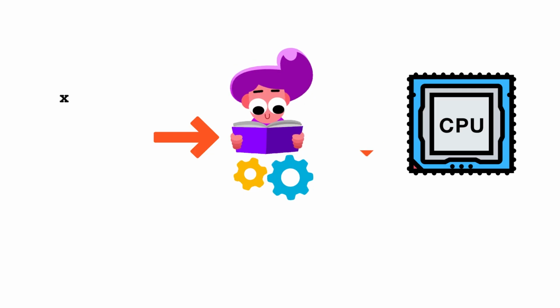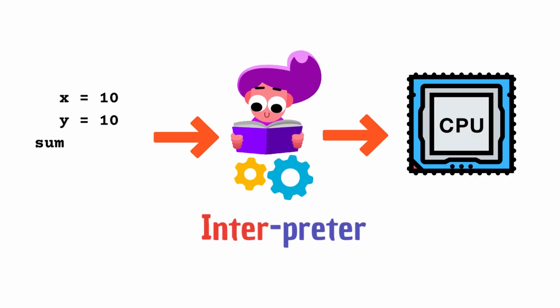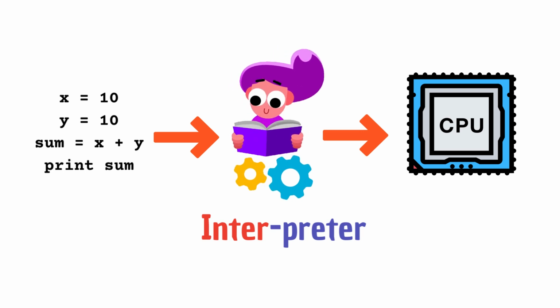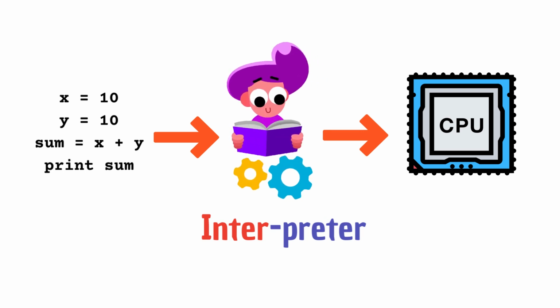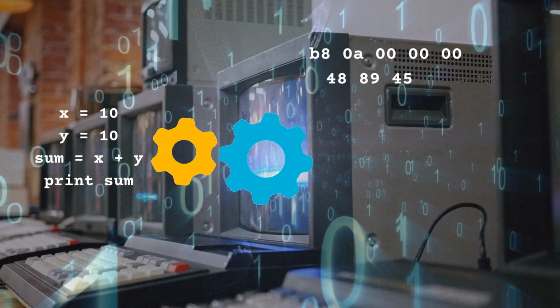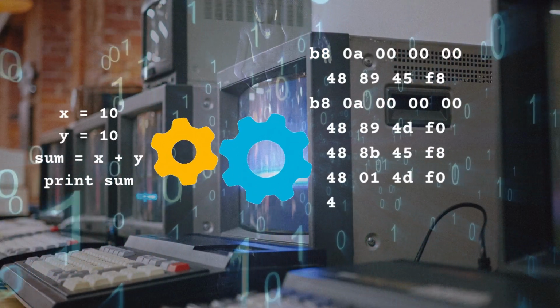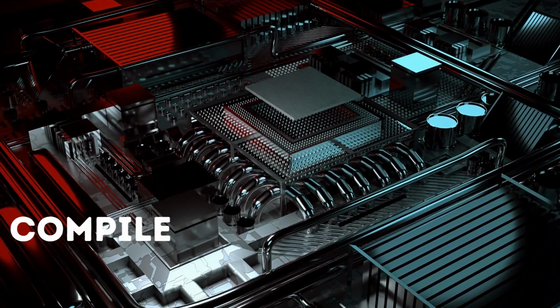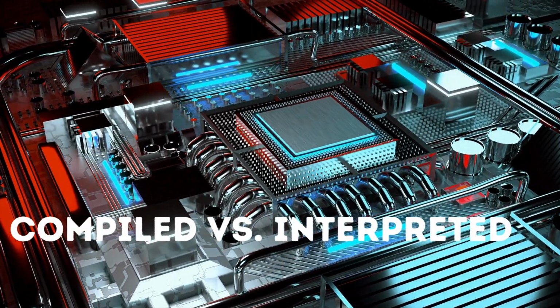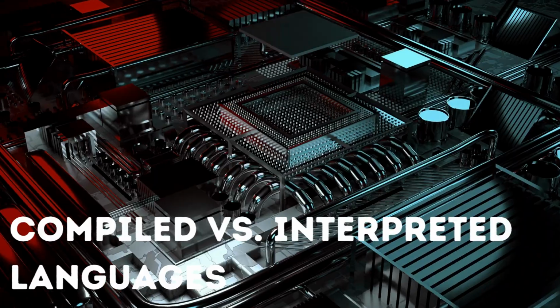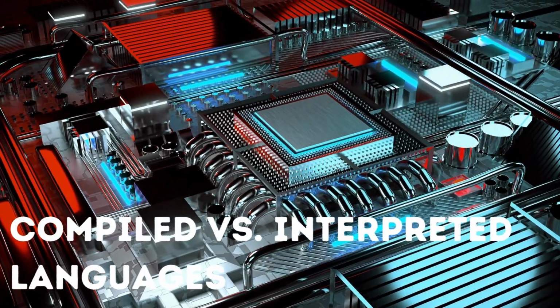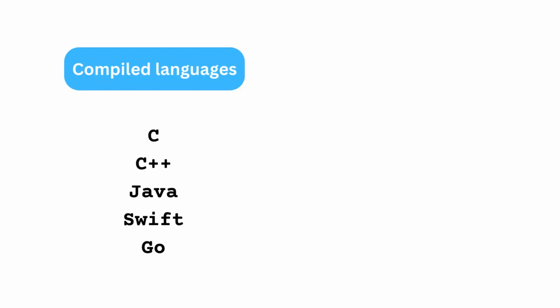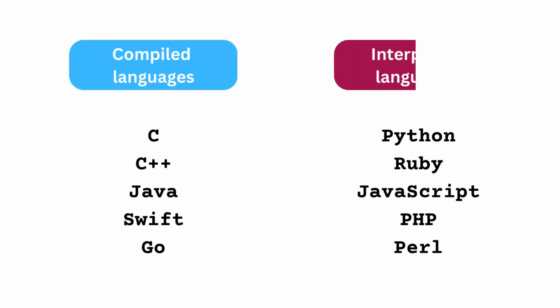However, the prefix inter in interpreter means between. This implies whenever you want to run your code, an interpreter acts as an intermediary, translating the source code into machine code in real time as the code is executed. In the computing world, both compilers and interpreters are used to translate high-level programming languages into a form that the computer can understand. Here is the list of compiled languages. And here is the list of interpreted languages.